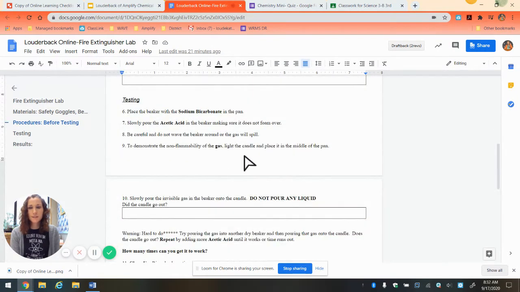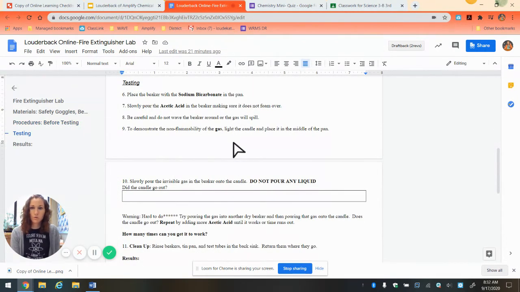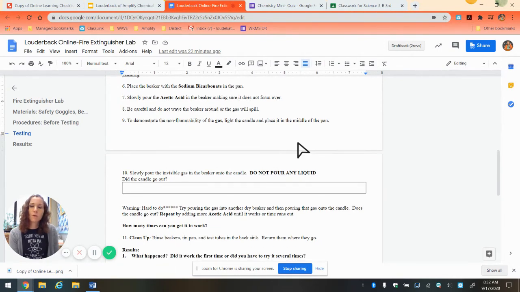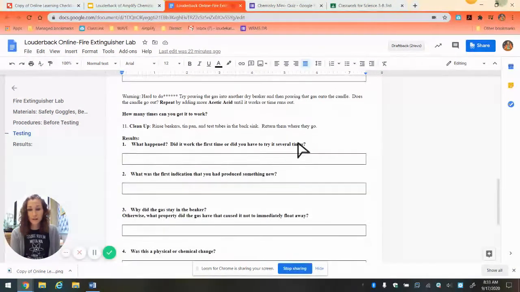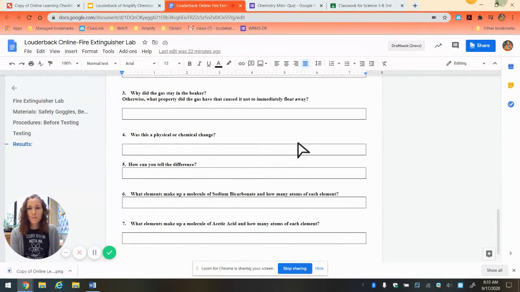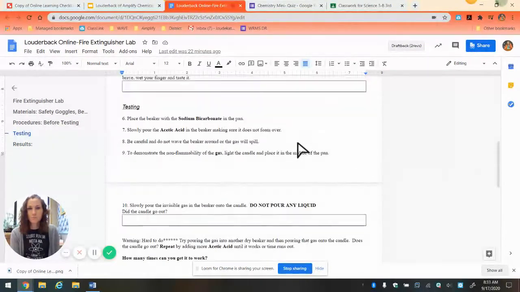And then we will test the material together, and you will pour this invisible gas that's being made over a candle, and you'll see whether or not the gas is flammable and whether it'll extinguish the candle flame or not. And it's also good to see how well your lab procedure is on top of it. Okay, and then you'll answer the questions down below.